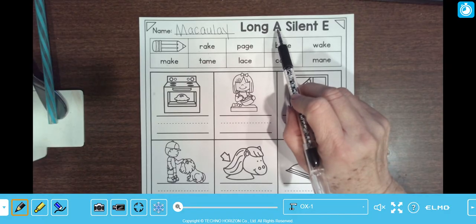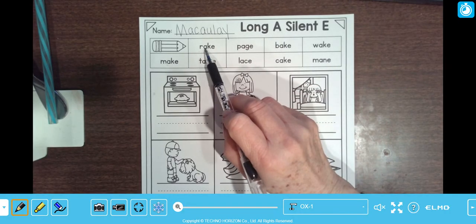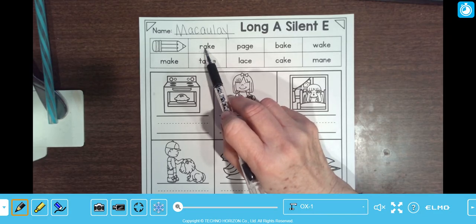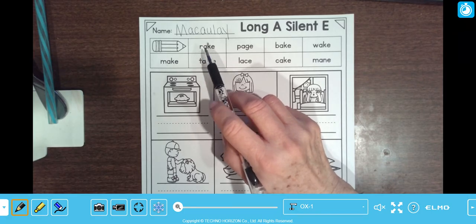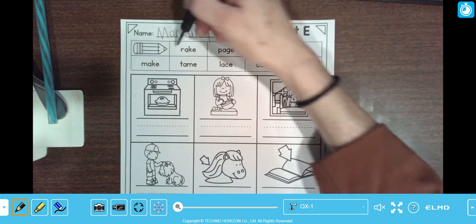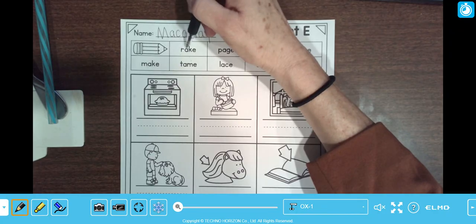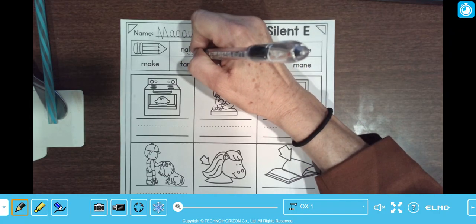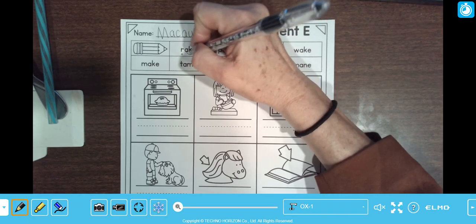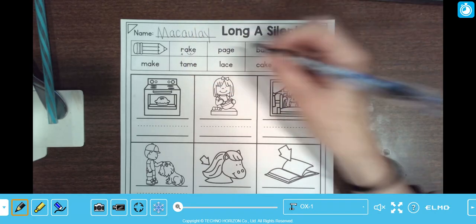So whenever you see a long A, then a consonant and an E, you know that means that this A now has changed from an A sound to an A sound. So when we read this, we're going to read it A. Okay, so let's read this first word. Here we go. R. And then this here is A, K, R, A, K, rake.